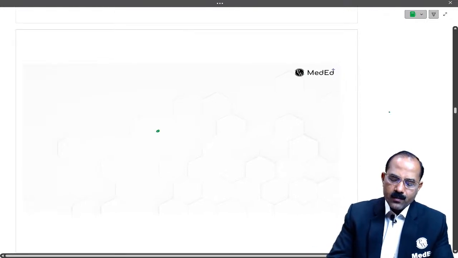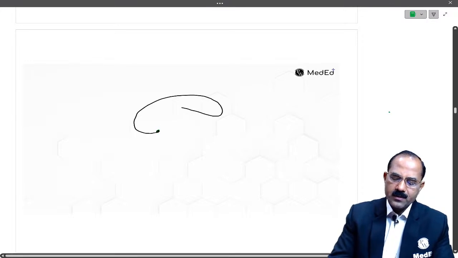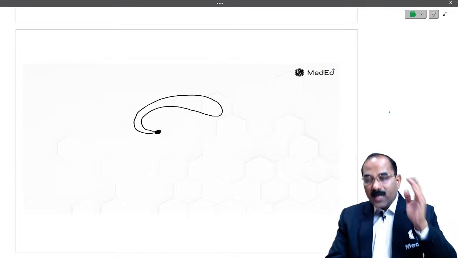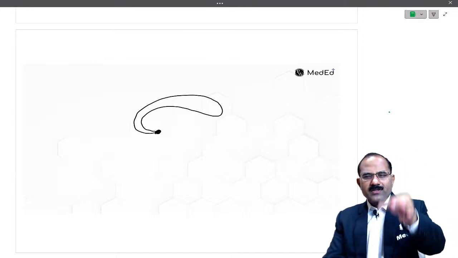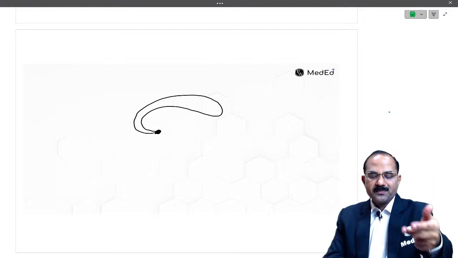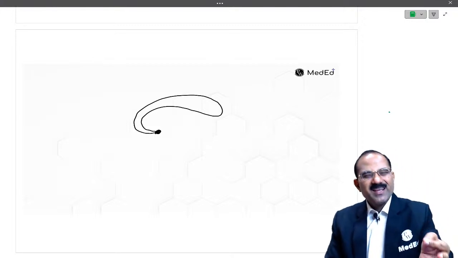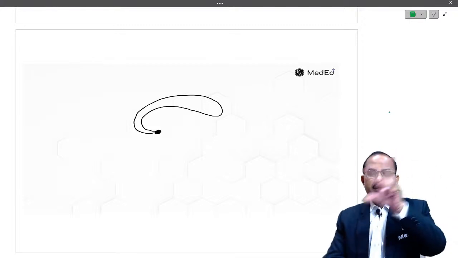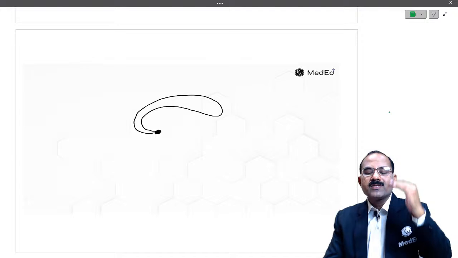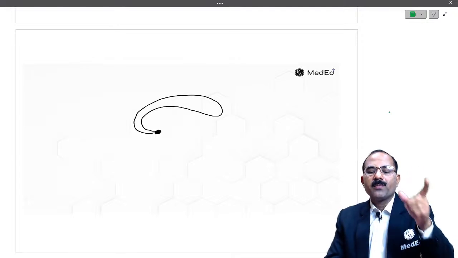What is this structure that I'm drawing? This is what we call the corpus callosum. Corpus callosum is what type of fiber? First the examiner will ask you what is this. The moment you see the corpus callosum, the next question is what is the type of fiber? It is a commissural fiber. And what are commissural fibers? They connect similar areas in the opposite hemisphere. The largest commissural fiber is the corpus callosum.